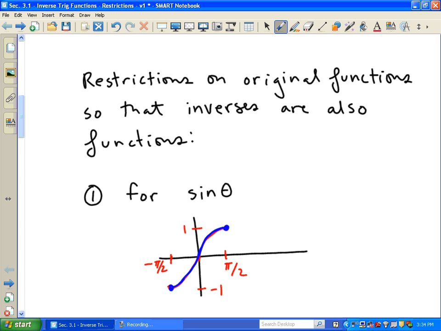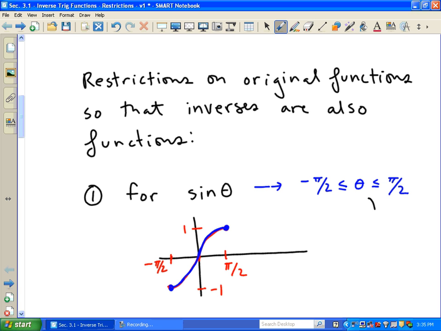So, for sine to make its inverse a function, what we will do is restrict our angles between negative pi over 2 to pi over 2. Now, what this means is that when we perform an inverse on sine and we're looking for angle measures, we look for angle measures only between negative pi over 2 and pi over 2.